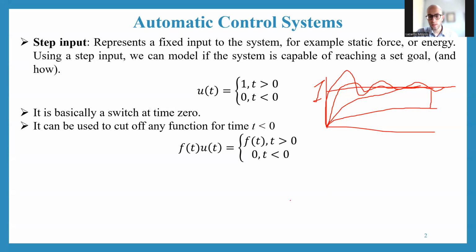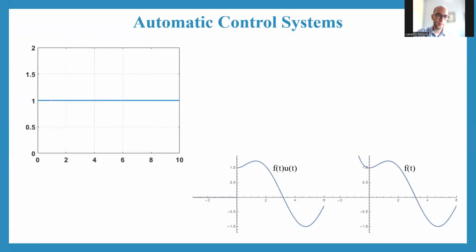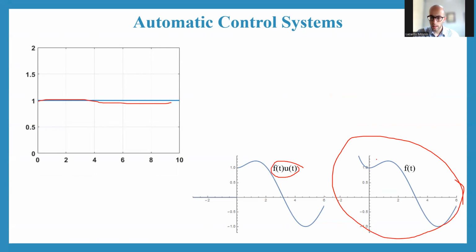And of course, since it works like a switch, it has this very nice property. If you multiply it with any other function, it pretty much cuts the function off for negative time. So this is an example, as I mentioned earlier, of a step input. And this is what happens if I have a function right here. If I multiply it with a step input, it cuts it off at zero. And this is very useful because later we can use this sort of step function in order to define specific input signals. So this is the first basic input.